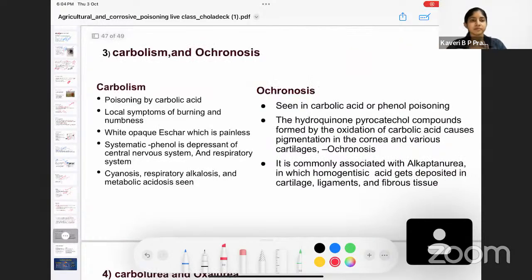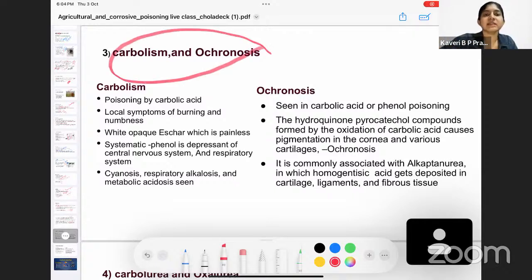Coming to the next question. What is carbolism and what is ochronosis? First, remember where both of these are seen. Both of these are seen in carbolic acid poisoning.